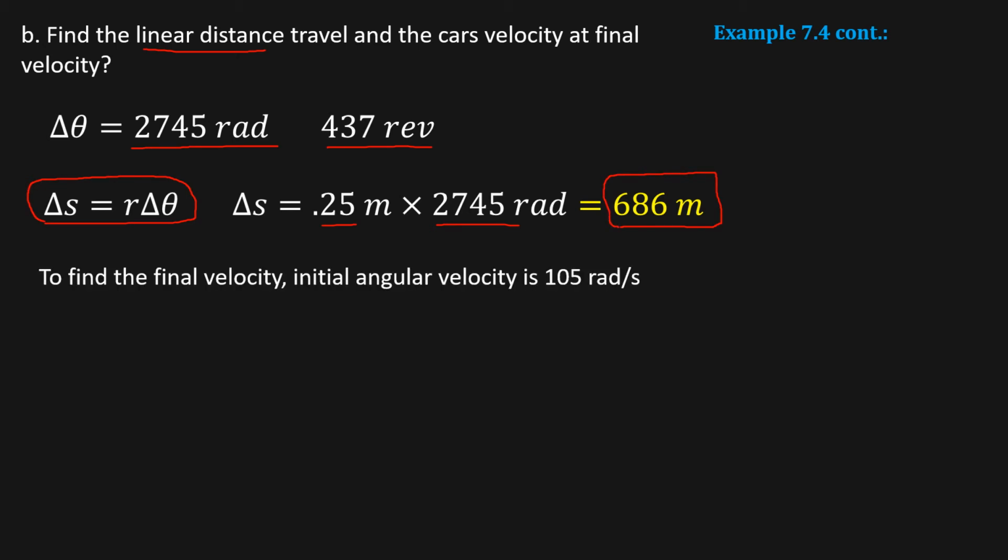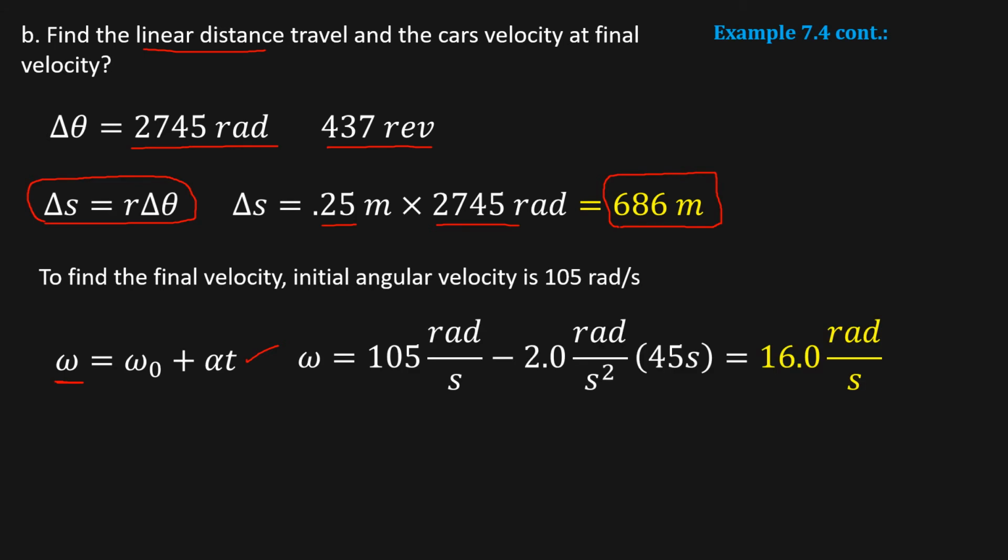Then we need to find the final velocity. Initial angular velocity is 105 rad/s. So we're going to use this equation right here. It would be the right one to use because we're trying to find the final velocity. Okay. And so we have the initial in here, we plug everything in, and we get 16 rad/s. And that is our final velocity.